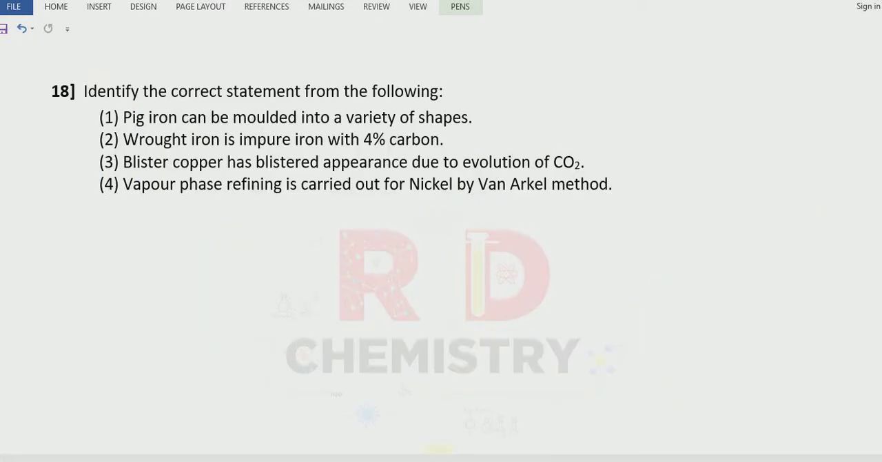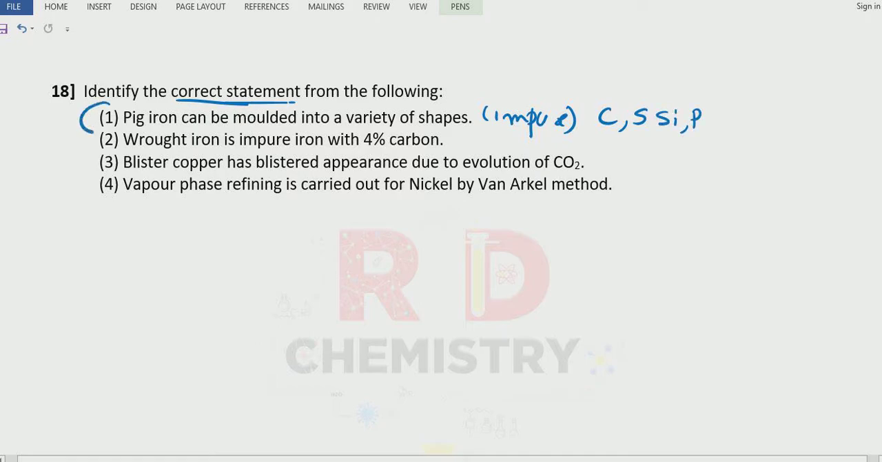Question number 3. Identify the correct statement from the following. Pig iron can be molded into a variety of shapes. Pig iron is impure iron. It is made of carbon, sulfur, silicon, and phosphorus, and therefore it can be molded. Actually, the first one is the answer. We'll go through the remaining options.